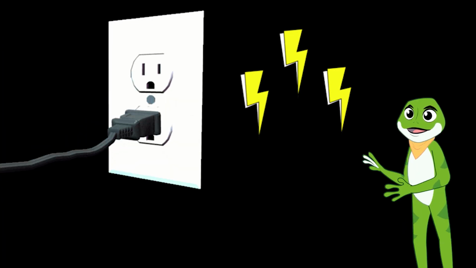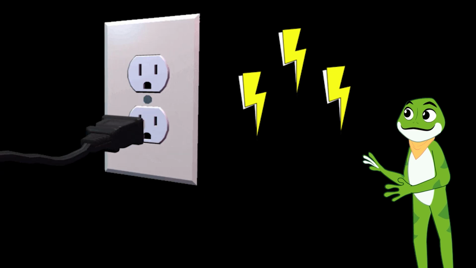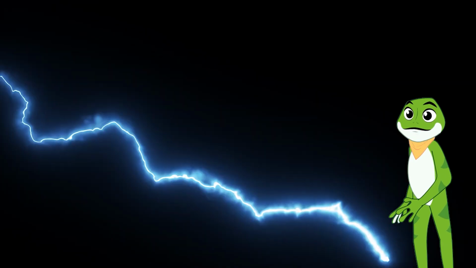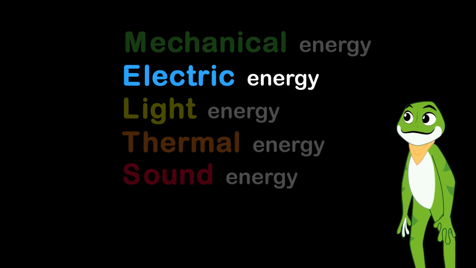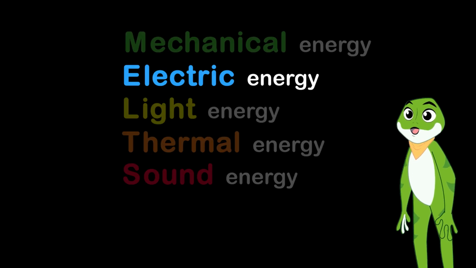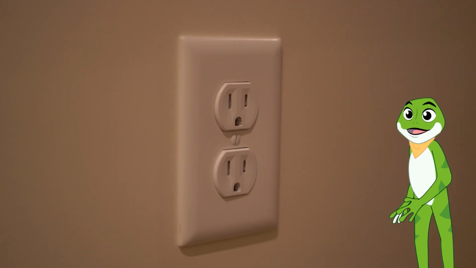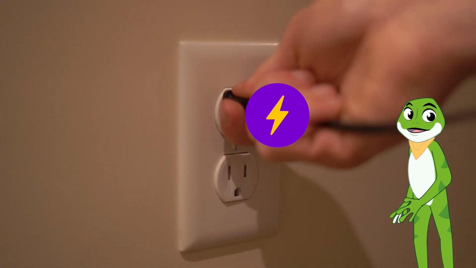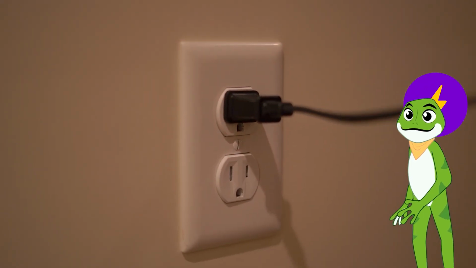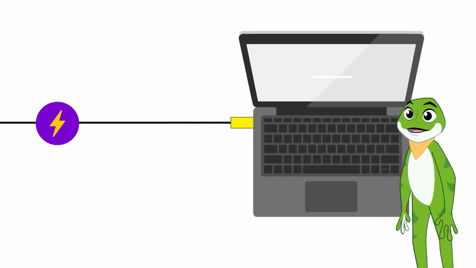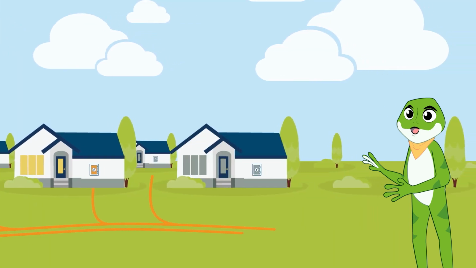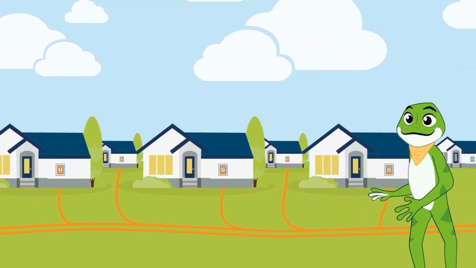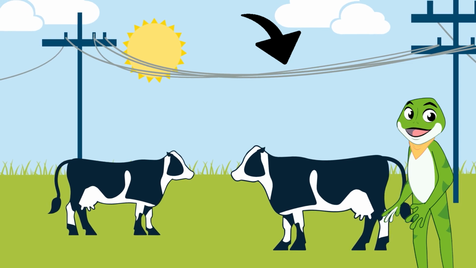And then there's the type of energy that comes out of outlets that you see in the sky during storms. We call this type of energy electric energy. Electric energy is all around us, like when you plug in a cord and the energy gets transferred from the outlet through a wire and into your laptop. Electric energy is transported into our homes through underground cables and through the wires of power lines.